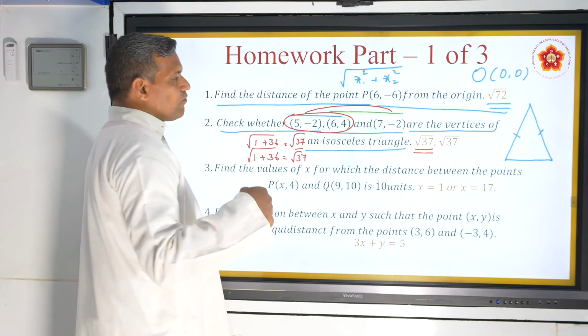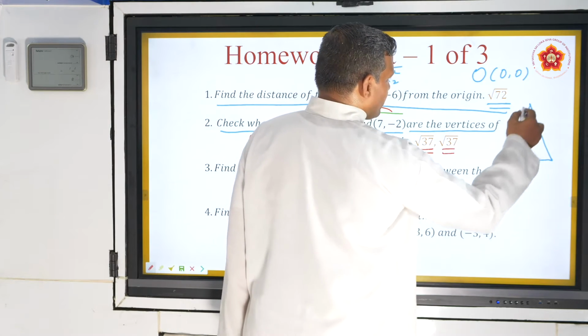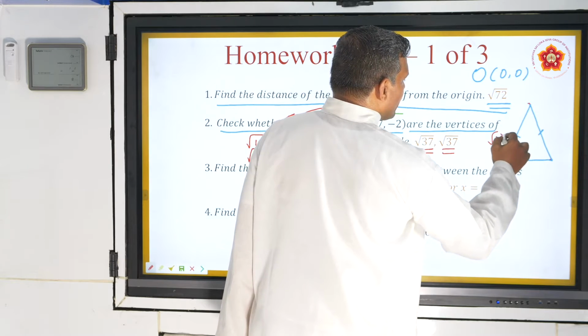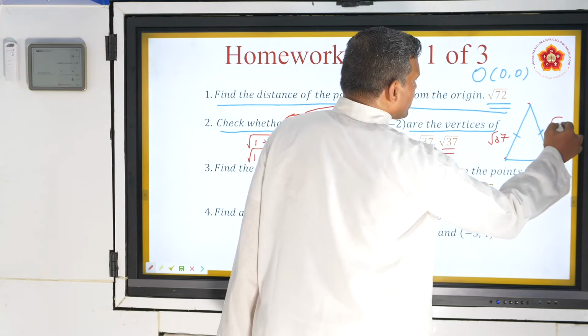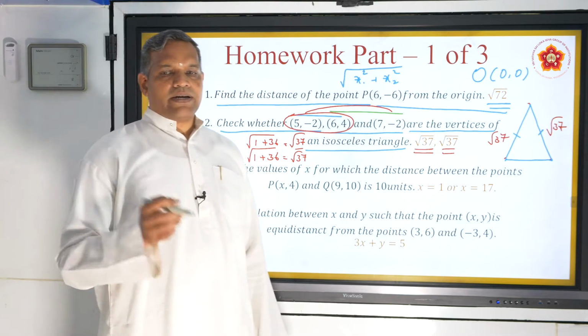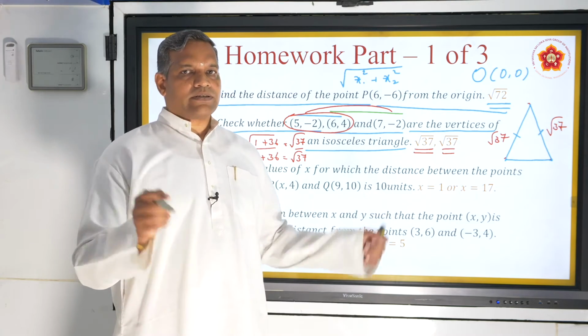This is good enough, don't go further because you have proved it already. So the distance from this point to this point and from this point to this point is root 37 and root 37. There you can stop your answer. That's what the answer is. What is your ending statement? Your ending statement must be: hence this triangle is an isosceles triangle because two sides are equal.